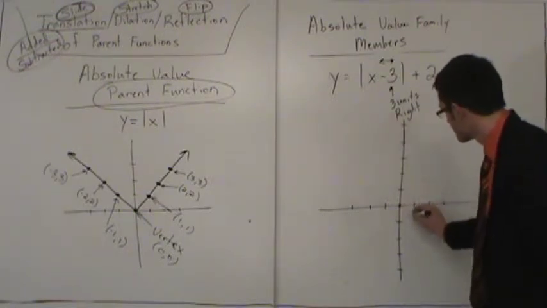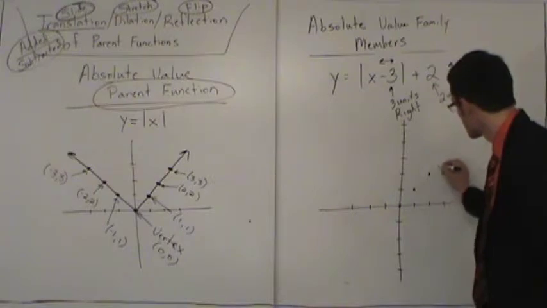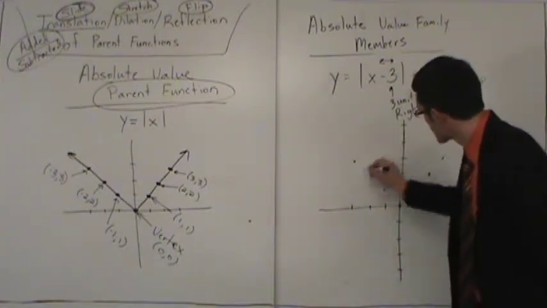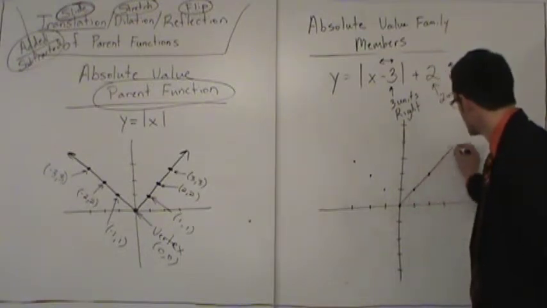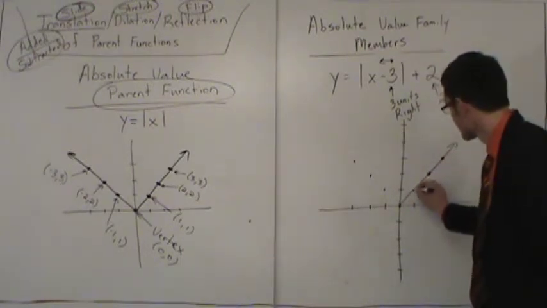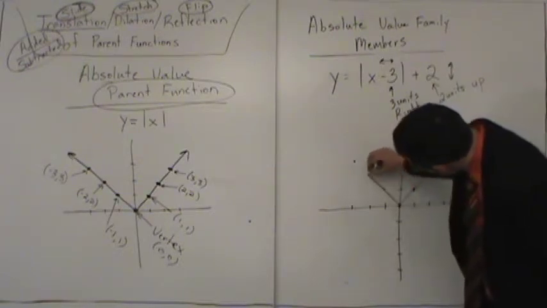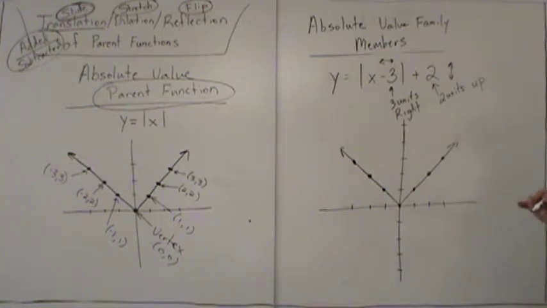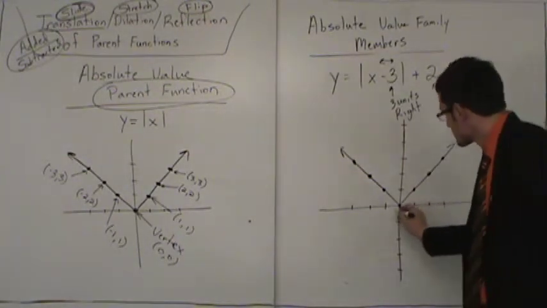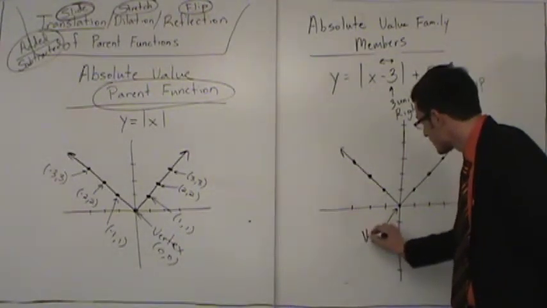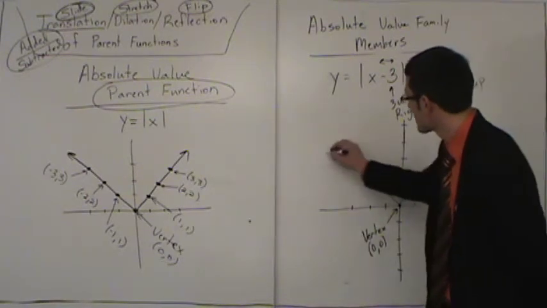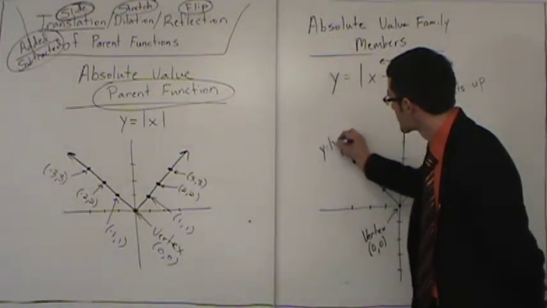At 0, 0, 1, 1, 2, 2, 3, 3, negative 1, 1, negative 2, 2, negative 3, 3, and this piece. Okay, standing back so you can see. Again, this is the parent function. We label the vertex. The vertex is at 0, 0. And we label the function itself. The equation of this function is y equals the absolute value of x.